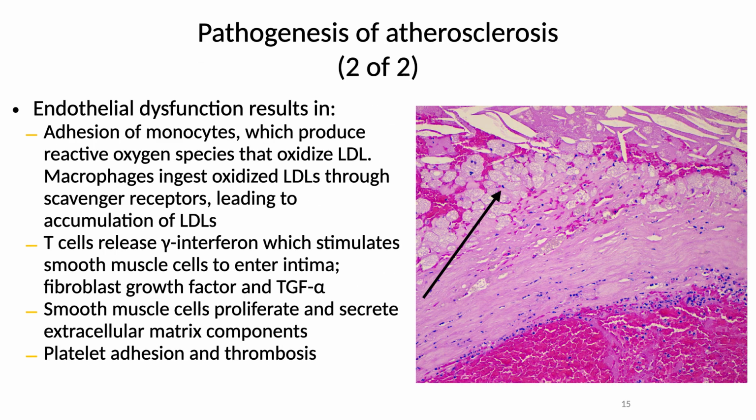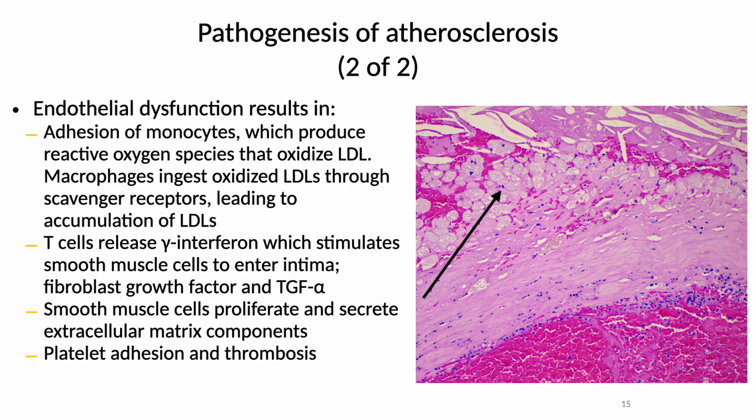And then with that dysfunction, like I said, you get adhesion of white blood cells and monocytes. Those produce reactive oxygen species that oxidize LDL. LDL actually comes into and out of the intima, but when it's oxidized, it stays. And then the macrophages engulf those and become foamy cells. So to the right of it, the black arrow is showing a large cluster. You can see these large, clear-looking cells. Those are foamy macrophages. Those are macrophages with oxidized LDLs within them. And they engulf that LDL through the scavenger receptor. So what that's going to do is obviously lead to the accumulation of the LDLs.